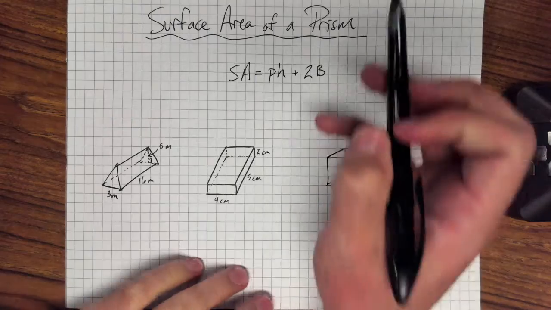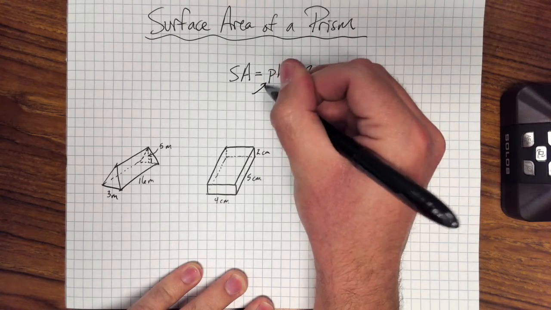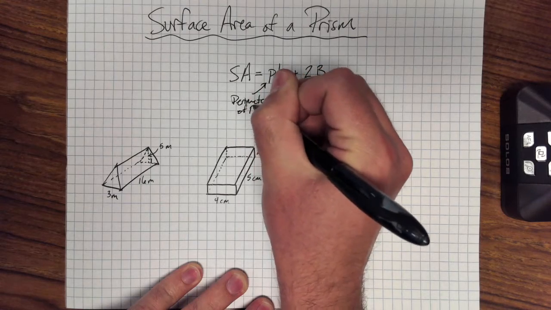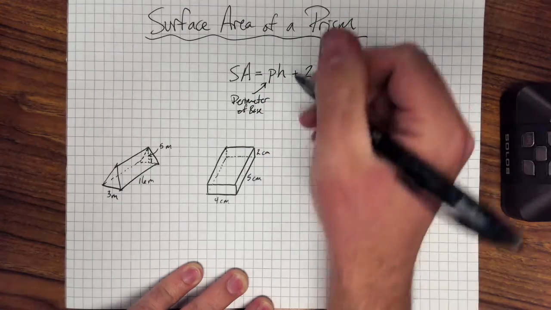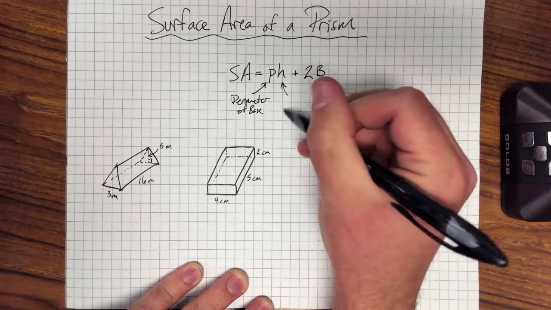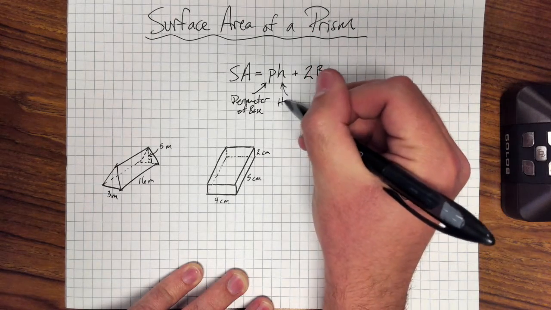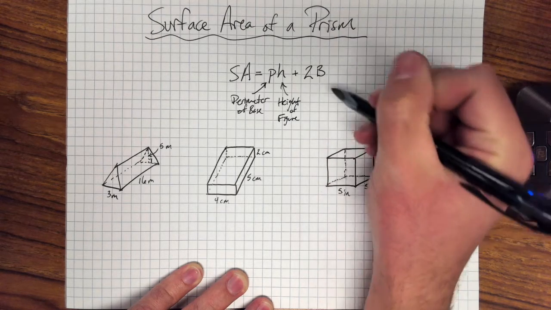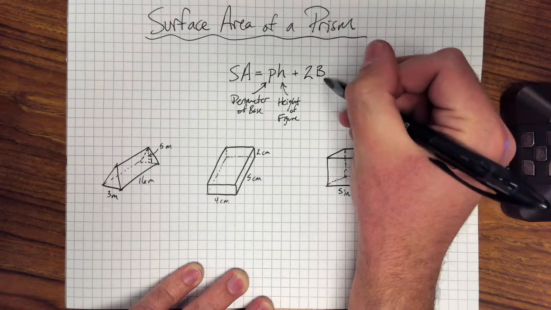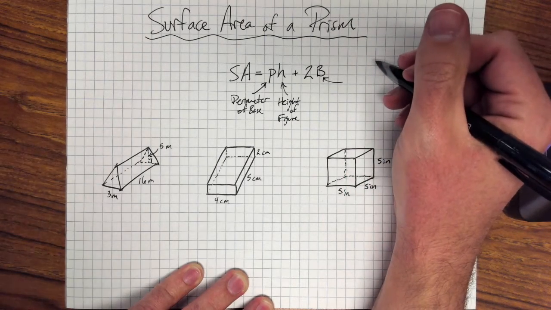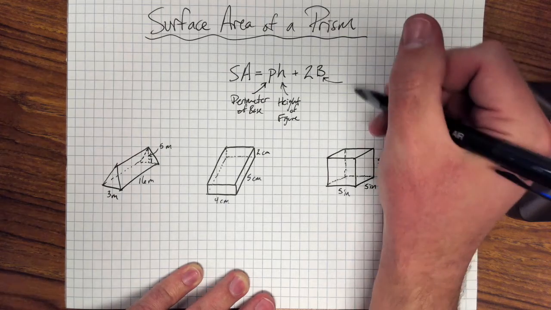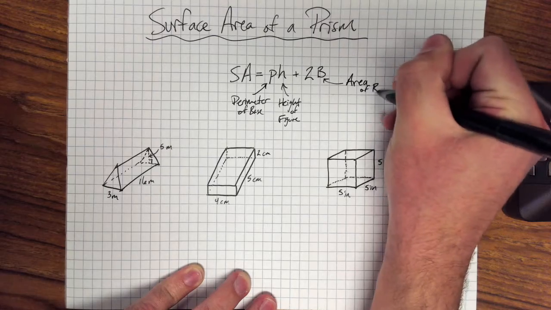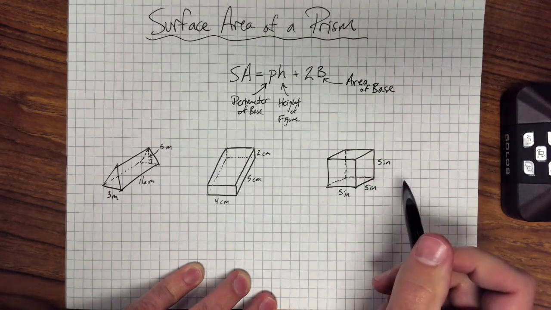So, here's what each of these stand for. P is the perimeter of the base of the figure. H is the height of the figure, or the solid. And then 2 times this large, or uppercase B, is the area of the base. So there's your general formula.